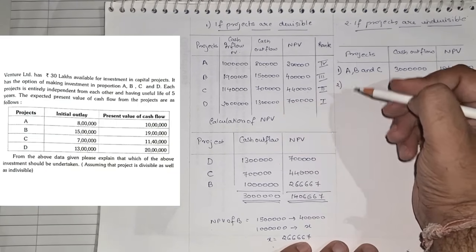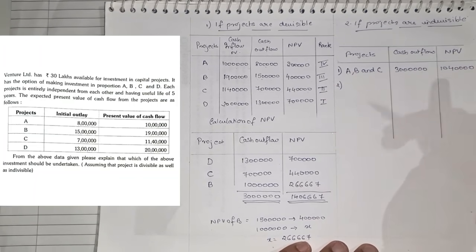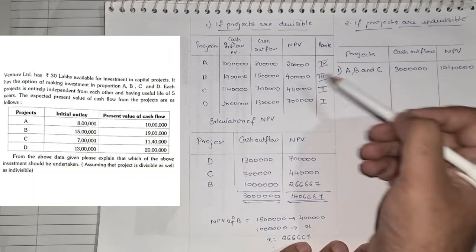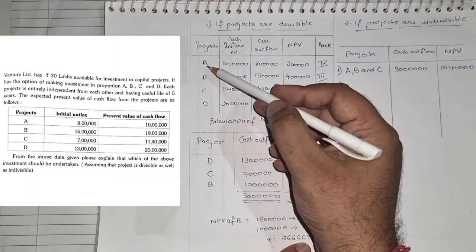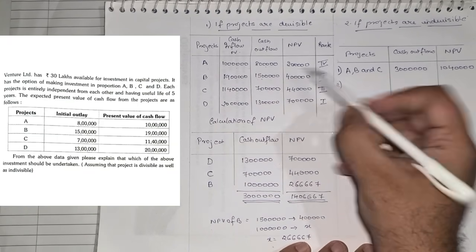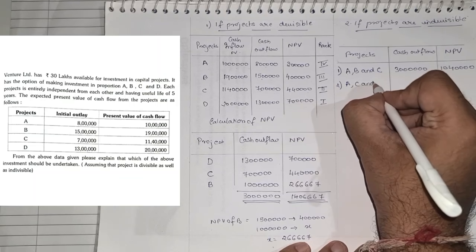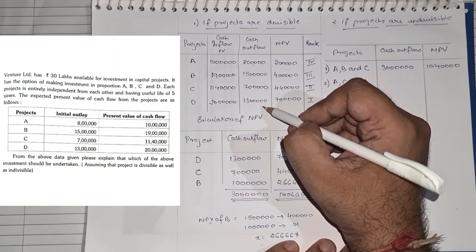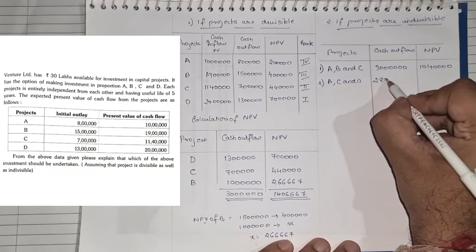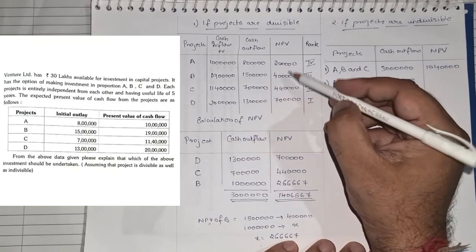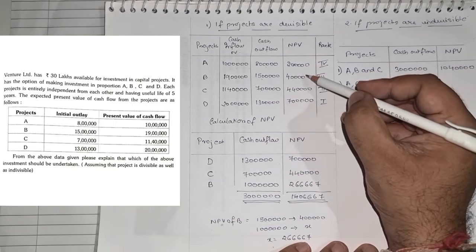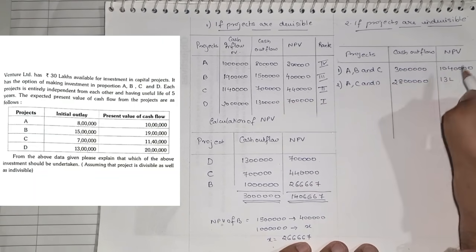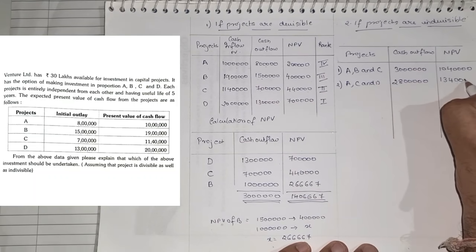I'll have to take all the various alternatives which are available so that I can maximize my NPV. What if I take some other option? Because if I've taken ABC, what if I take another combination? If I take A, C and D, A is 8 lakhs, C is 7 lakhs, so that's 15, and D is 13, so that will become 28 lakhs of investment. Now when I add those three NPVs, I will get 2 plus 4 is 6, 6 plus 7 is 13 lakhs, and 40,000, so 13 lakh 40,000.